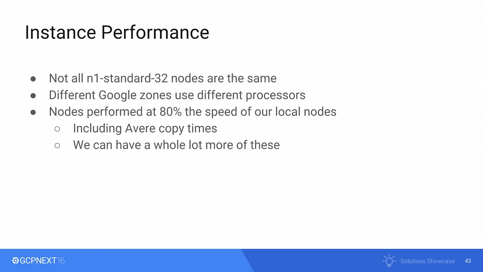Instance performance was interesting too. We found that not all instances in Google Cloud are the same. Be careful if you're doing this, because we found that Haswell nodes were about 20% faster than the Ivy Bridge nodes, even though they might have a lower clock speed, for our specific rendering applications. And with that, we saw an 80% performance match with cloud nodes compared to local nodes. So it is slower, but the benefit is we can have a whole lot more of them.